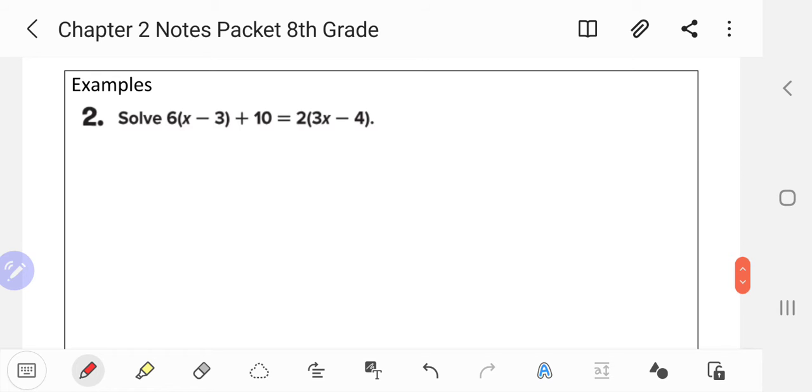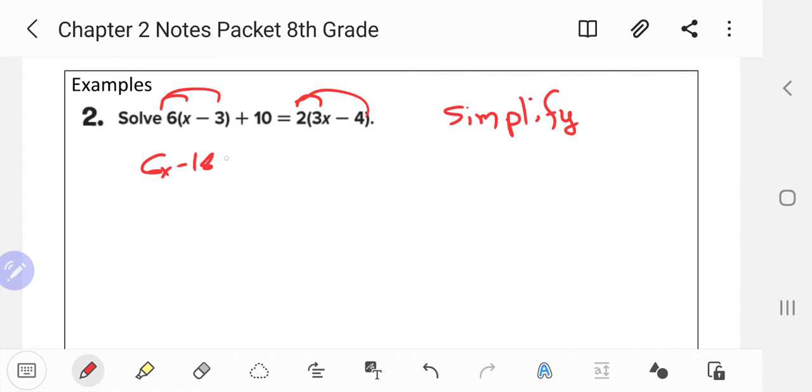And not only are we taking it up a level with our null set and our identity, but we are also having some more complicated problems here. Remember, we're always going to simplify first. Look to simplify. Can we distribute or combine like terms? And in this case, we can distribute. So we will distribute and distribute. So that's going to be 6x minus 18 plus 10 equals 6x minus, let's see, 2 times negative 4 is going to be minus 8.